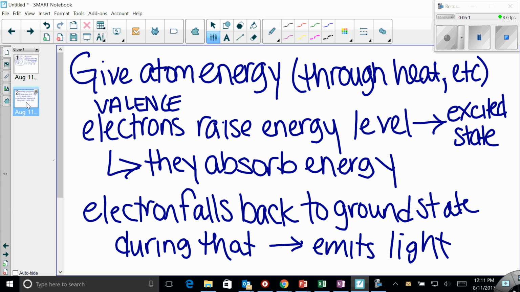Major classifications, metal and non-metal. You're going to have to figure out how based on your data table. It emits a certain color based on how high it falls. Remember the colors of the rainbow. Colors of the rainbow are red, orange, yellow, green, blue, violet, right? So based on how far it goes up and how far it comes down, this is how much color you're going to see. How excited it gets. How much room it has to move through.